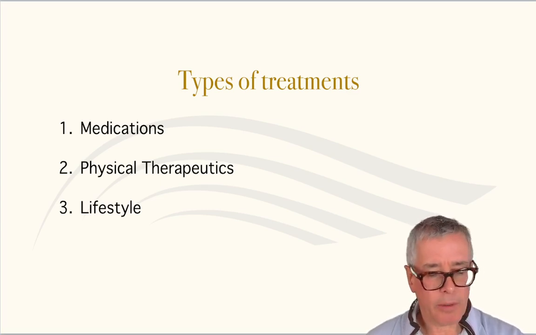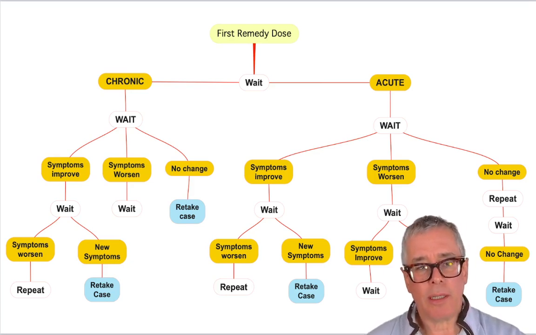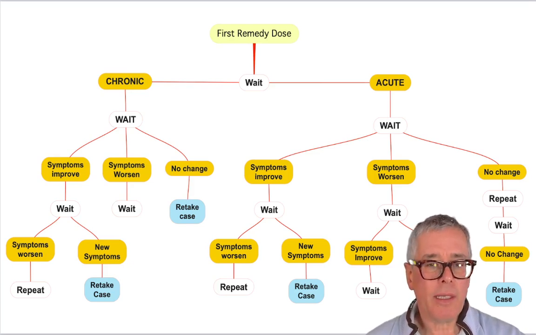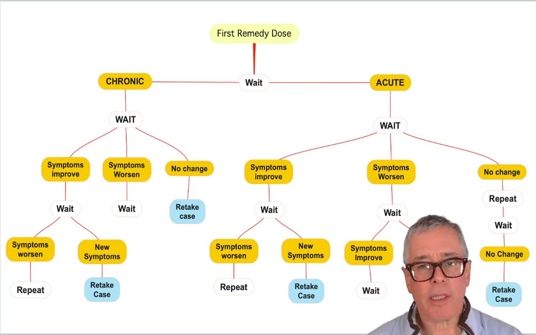Anyway, I want to remind us about how to follow a remedy. This is important because it applies not just to the remedy, but also to these other treatments. So this is a chart explaining, I should explain this first, chronic disease on the left and acute disease on the right. So let's first look at chronic disease.